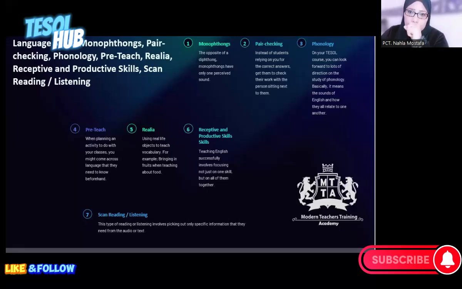Let's get back to number 1. Number 1, monophthongs. Monophthongs is the opposite of diphthongs. We said that diphthongs are two vowel sounds together, but here we have a single sound. The next one is phonology. What does the word phonology stand for, or what is the meaning of the word phonology? It means the sounds of English language letters and how they relate to each other in the sentence.